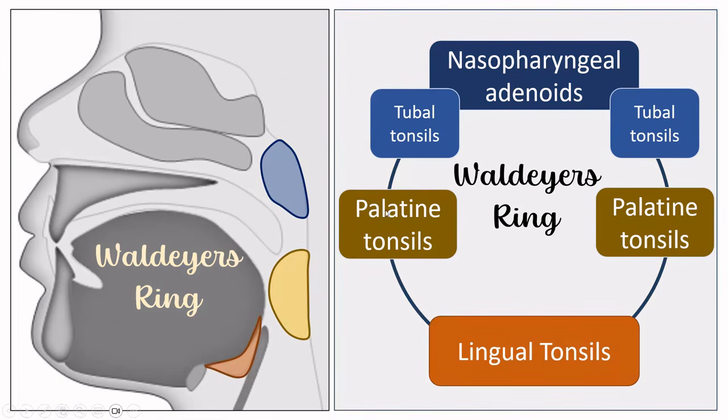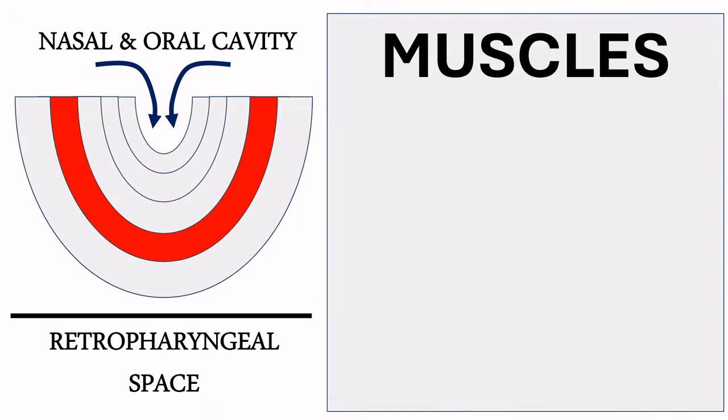Let this drawing not mislead you. The palatine tonsils are located laterally in the oropharynx, and this is a mid-sagittal drawing, so it was not possible for me to draw them laterally on the oropharynx, so this is a simplification, but it helps you understand the organization of Waldeyer's ring.